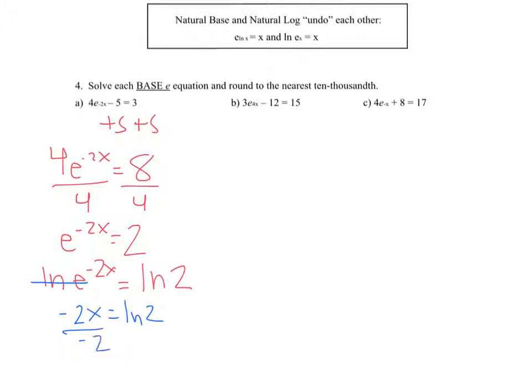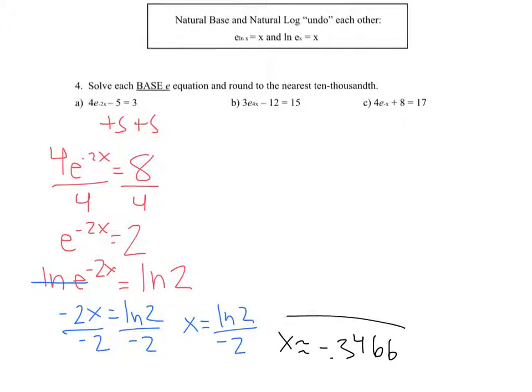I can divide both sides by negative 2 so that x is equal to the natural log of 2 divided by negative 2. And then I can actually put that directly into my calculator. And when I round correctly, that's going to give me x equals negative 0.3466 is my final answer.